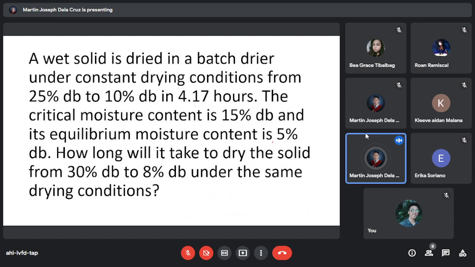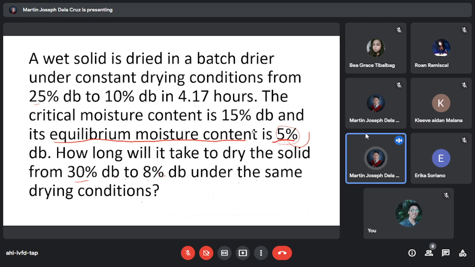So this is what I'm saying, class. When you see an equilibrium moisture content, we're going to minus all moisture content by 5%, including this one. How long will it take to dry the solid from 30% dry basis to 8% dry basis under the same drying conditions? So this 5% we minus from 25%, 10%, 30%, and your 8%. But if you see a free moisture content, we don't need to minus it. We have that example later also. So let's try to solve.